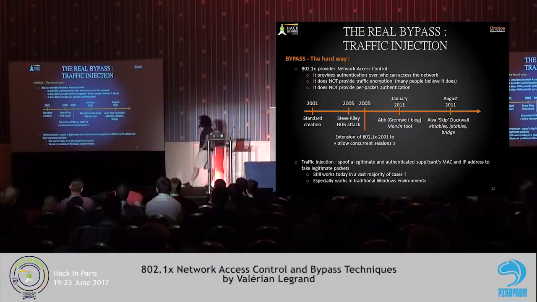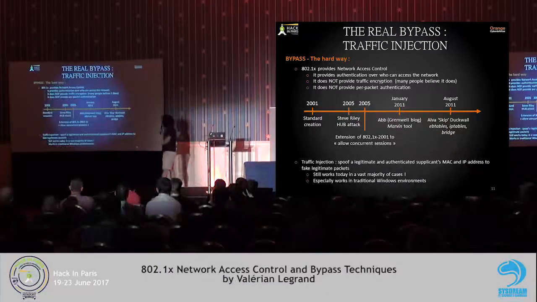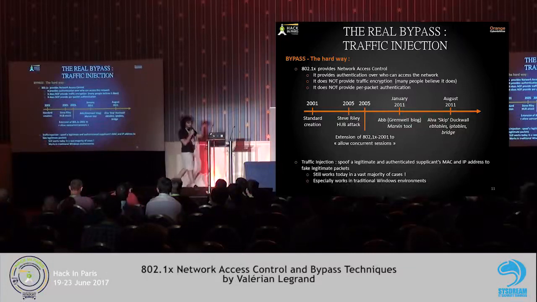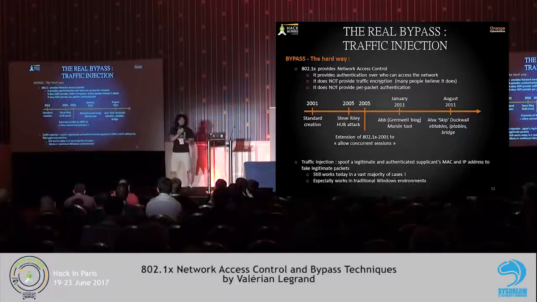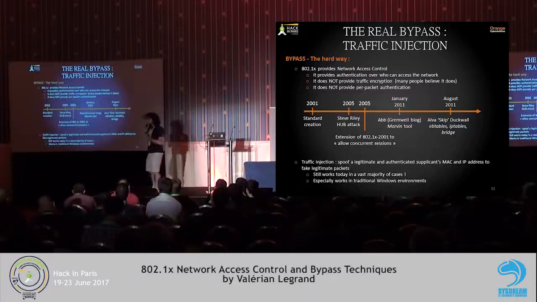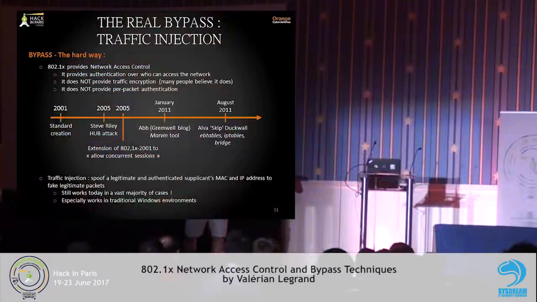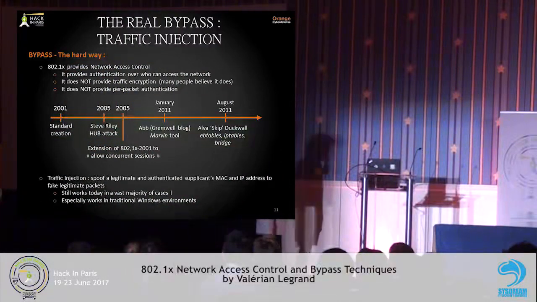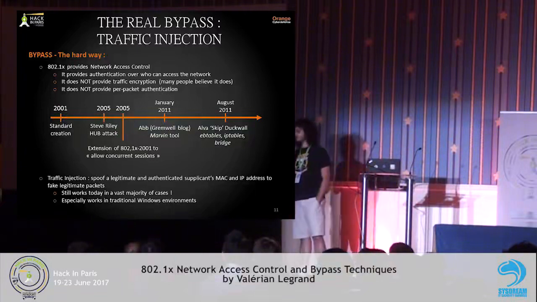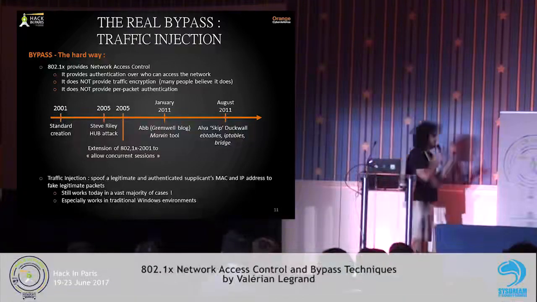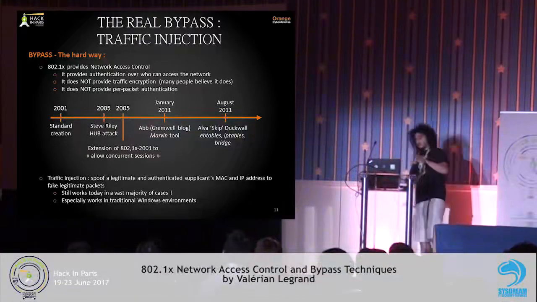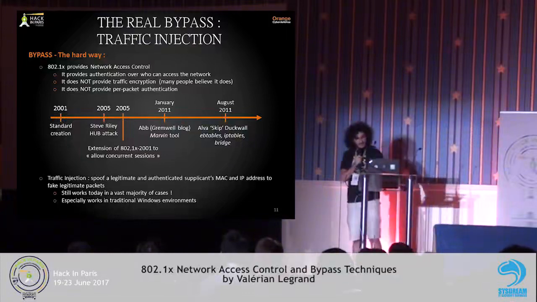But in January and August 2011, Ab from the Gremwell blog and Alva Duckwall created one tool and a script that improved upon Steve Riley's attack to add some spoofing features. Now you still insert yourself between the switch and the legitimate device, but you spoof the legitimate device's IP and MAC addresses, and it works. It's still valid today. You can still do this today. This is called traffic injection. So we will focus on this from now on.